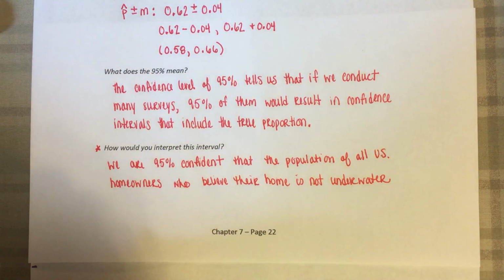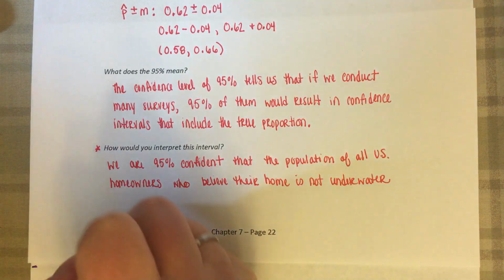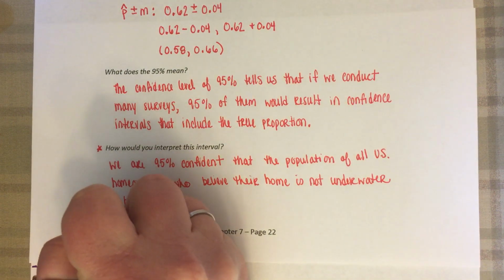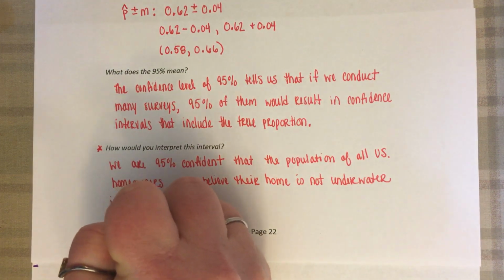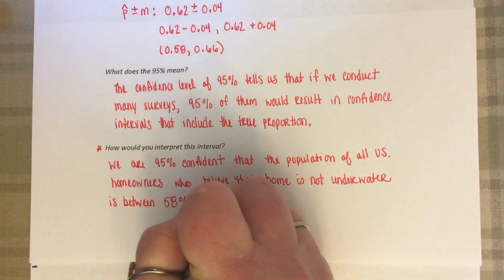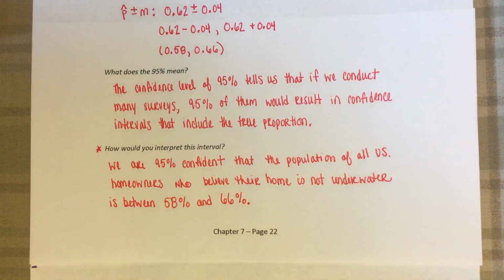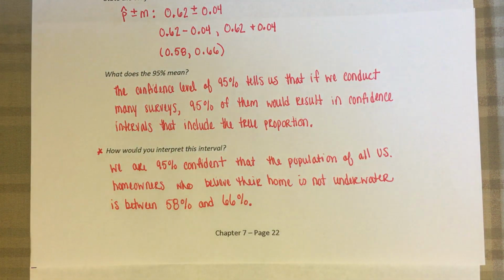Right, so after we state our confidence level, we're going to mention the population that we are looking at. Our population of all U.S. homeowners who believe their home is not underwater is between 58% and 66%. So then we're going to finish off our interpretation with the confidence interval that we obtained.